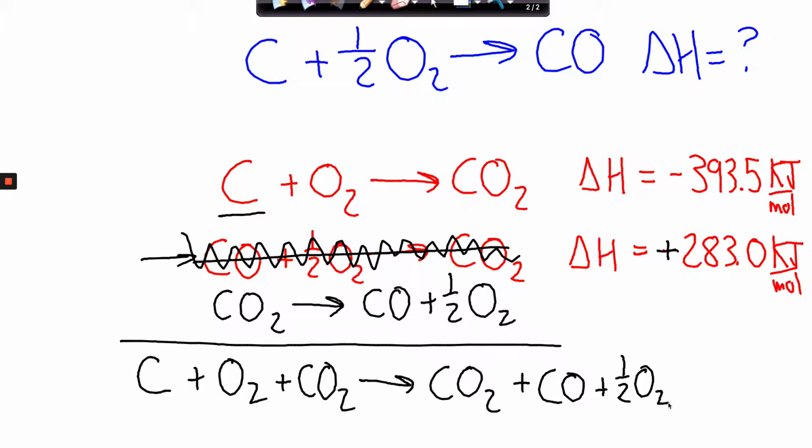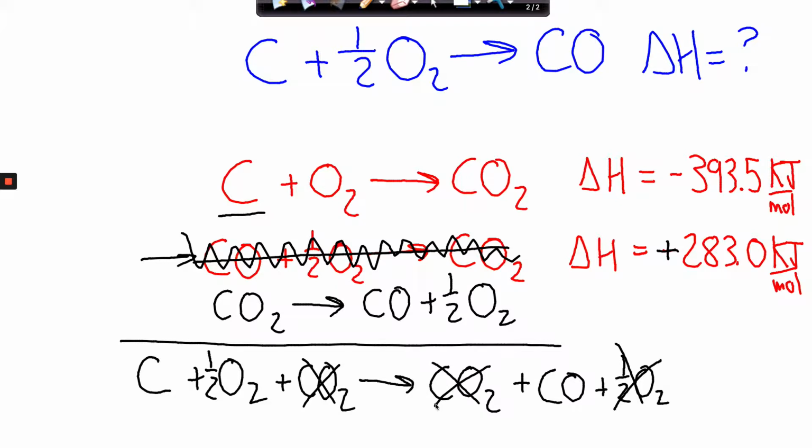Oxygen on the left, half an oxygen on the right. So guys, we are going to subtract half an oxygen from both sides. Here it goes away, and here we are left with 1/2 of an oxygen. We're simplifying. Then guys, here we have a carbon dioxide on the left. Oh, look, a carbon dioxide on the right. What a coincidence. Those go away.